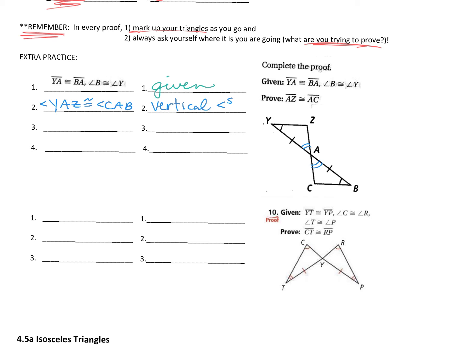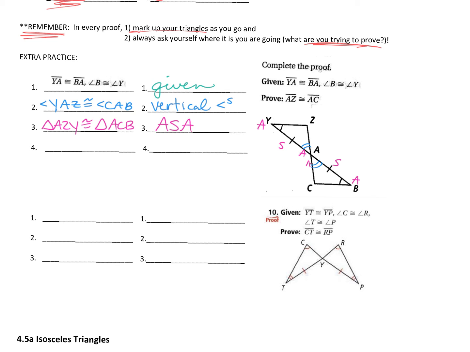So what did you do for step 3? ASA. What do you say? What's your step for that reason? So ASA goes here, angle, side, angle. What are we proving with ASA? Triangle AZY. ACB, yes, good job. So AZY is congruent to ACB. The two triangles are congruent because of angle, side, angle, and angle, side, angle. Okay, so that's ASA. What's your next step?